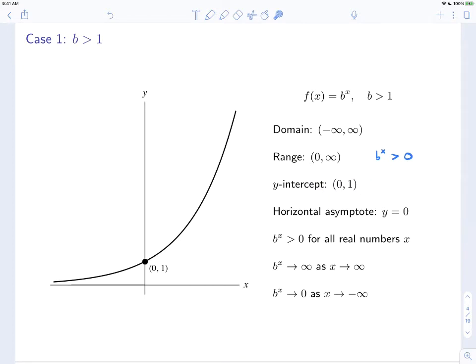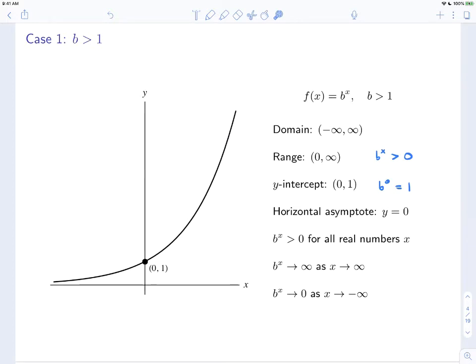The y-intercept is the point (0, 1). That's because for all of these values of b, b to the 0 is equal to 1. Also, for all of these choices of b, the horizontal asymptote is y equals 0. That's because as x moves further to the left, the graph gets closer and closer to the x-axis. As we've already mentioned, b to the x is greater than 0 for all real numbers x. B to the x approaches infinity as x goes to infinity. As x moves to the right, b to the x grows without bound. And b to the x goes to 0 as x goes to negative infinity.